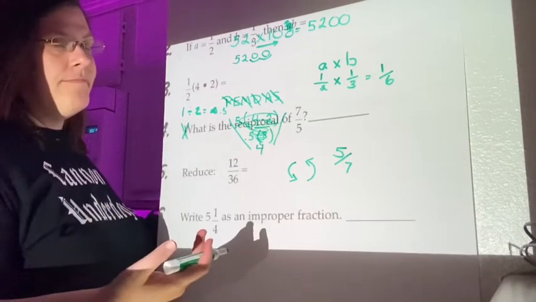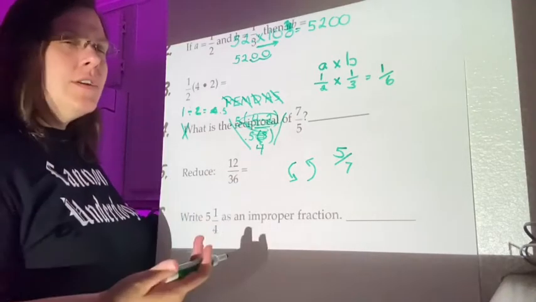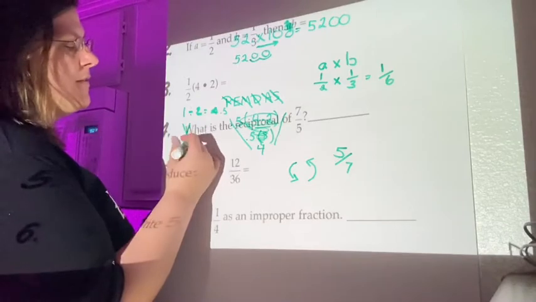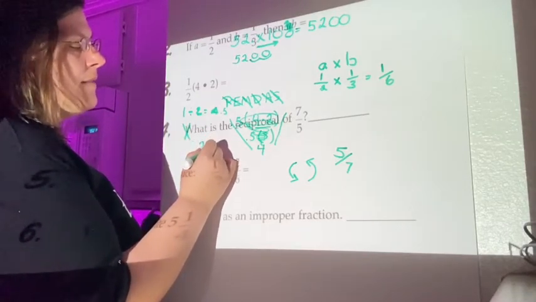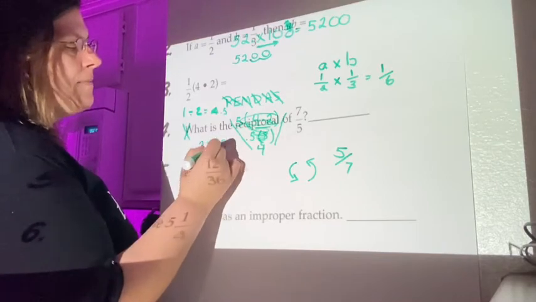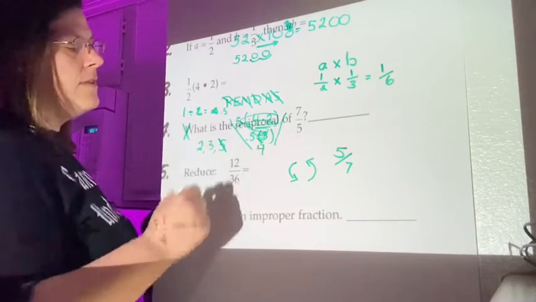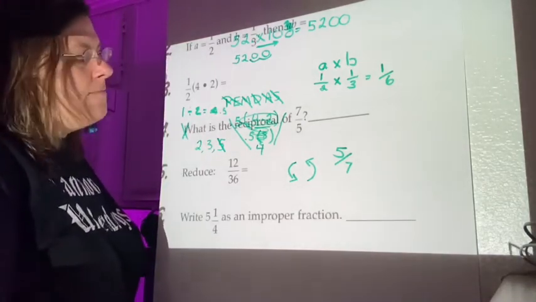Now, in this situation, we're gonna pull out our magic numbers. So let's go over our magic numbers. Okay, so our first magic numbers are 2, 3, and 5. Since they're not 5s, we don't gotta worry about that. So no 5s, because it's not skip counting by 5s, so you don't have to worry about it.